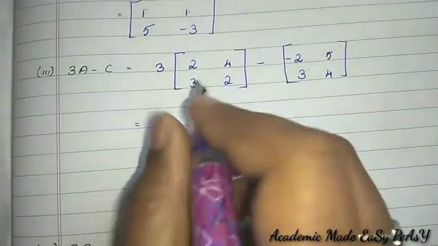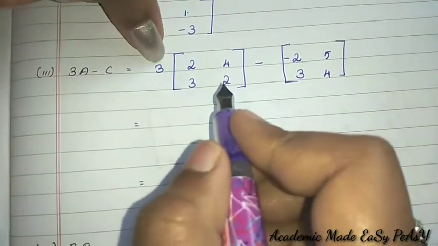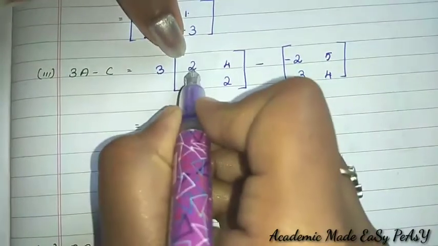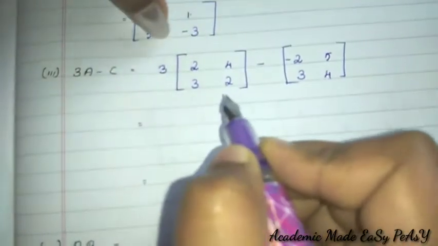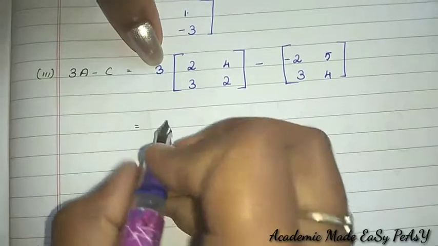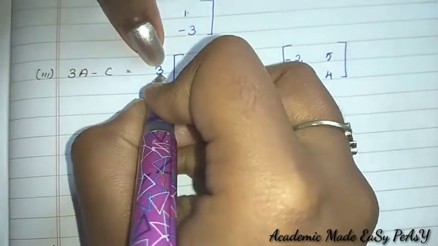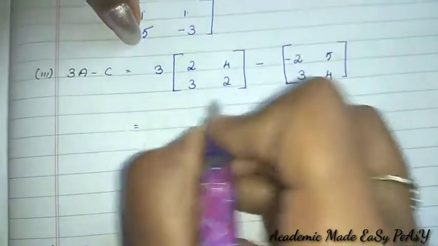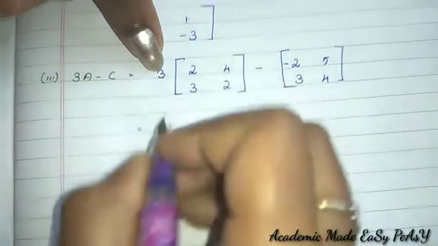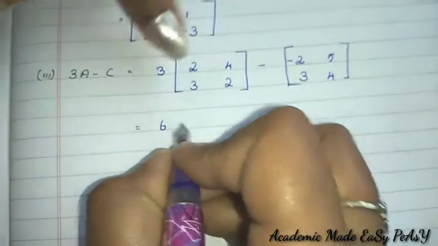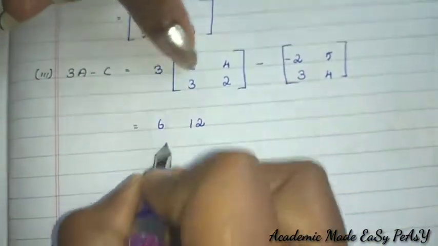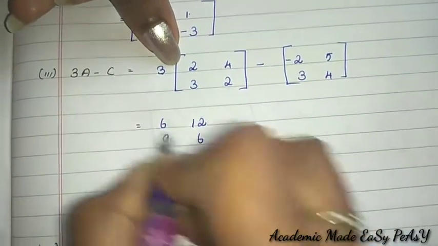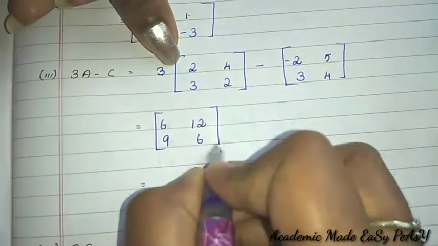So next, what I will do is multiply this 3 inside for each and every element. Why? Because this 3 is for the entire matrix. So now 3 2s are 6, 3 4s are 12, 3 3s are 9, 3 2s are 6. So this is my matrix.